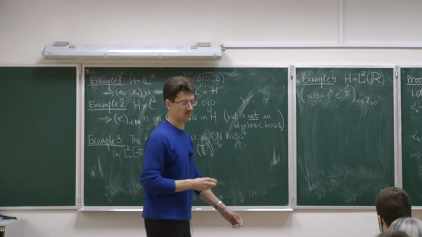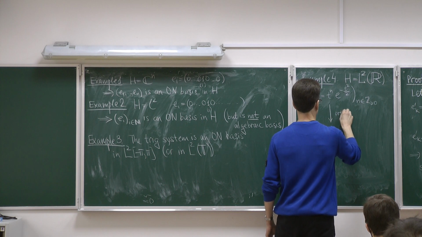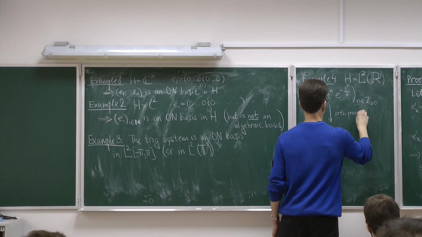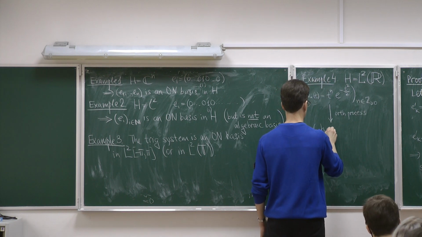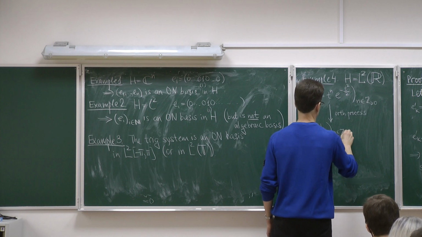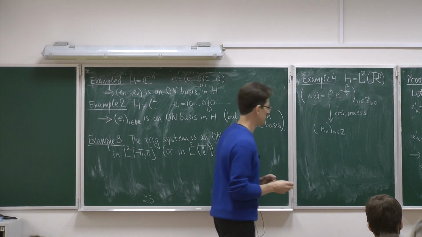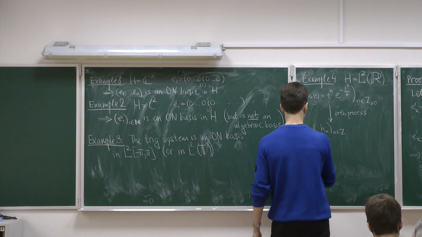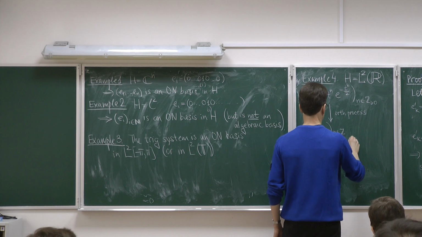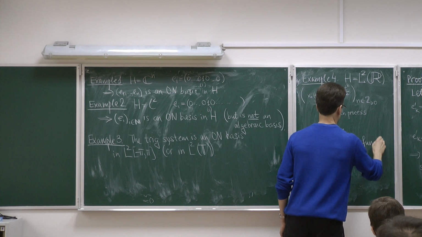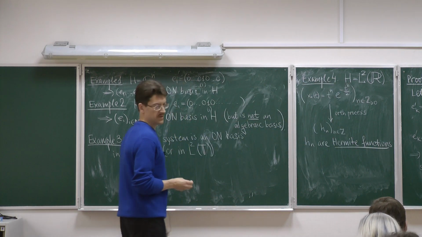This family is not orthonormal, but it is linearly independent. So we can apply the orthogonalization process. And by applying this process, we get an orthonormal family, H_n. The functions H_n are called Hermite functions. So it's an orthonormal family in the big L2 space.